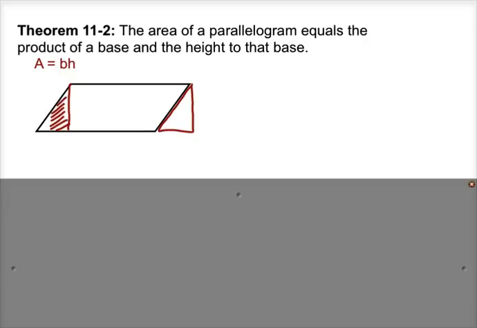but looked at the new shape that I have, the new shape is a rectangle, and the rectangle has a base equal to that of the parallelogram, because I can see that up at the top, and it has a height equal to the parallelogram. So the area for a parallelogram is just the same as a rectangle, base times height.